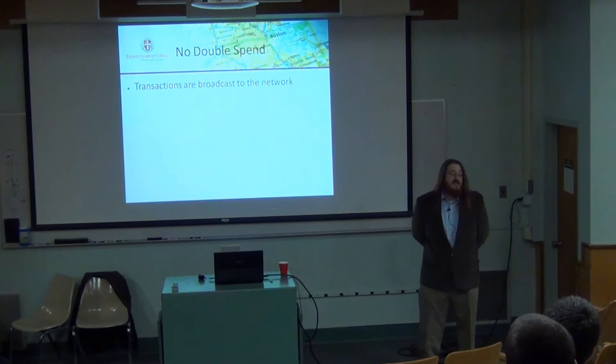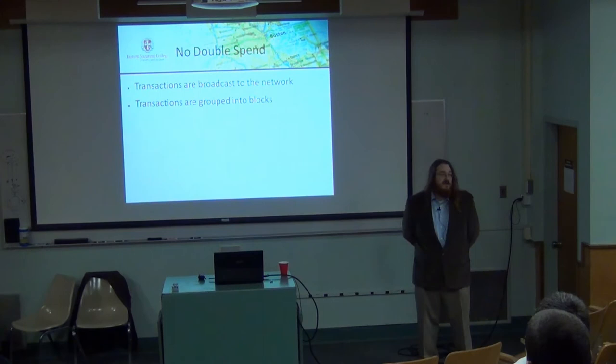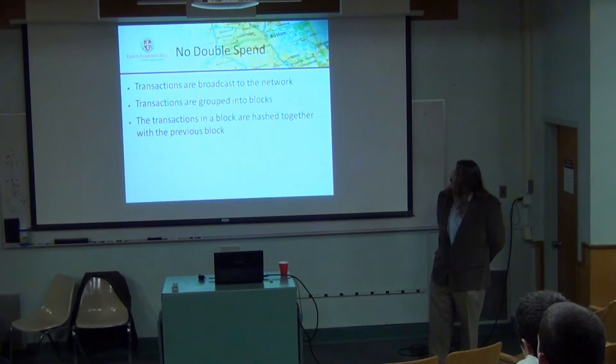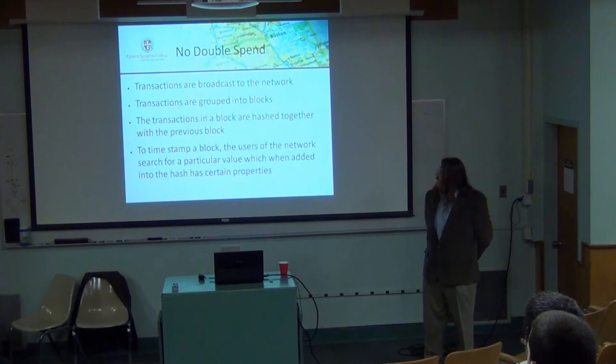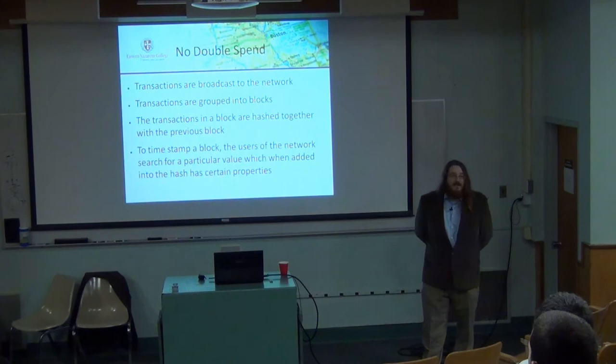Transactions are grouped together in blocks every 10 minutes or so. All the transactions that have gone on for the last 10 minutes are grouped together. And then we hash those together with the previous block. So this is happening every 10 minutes. We take all the transactions, we hash them in with the previous block that already exists at the moment. In other words, the previous version of the ledger.